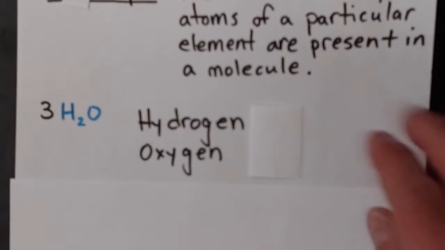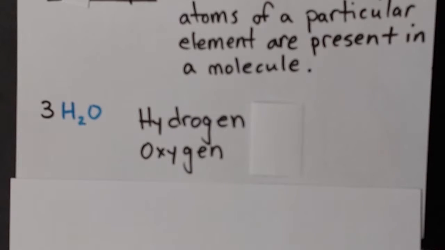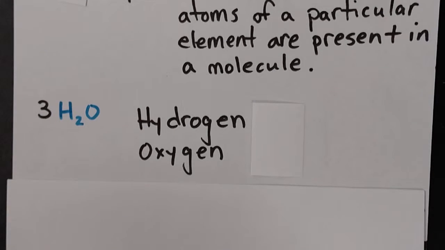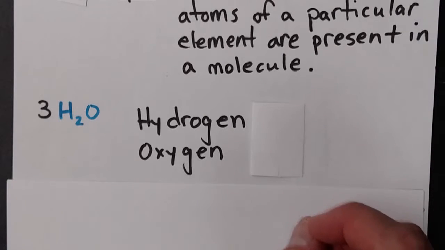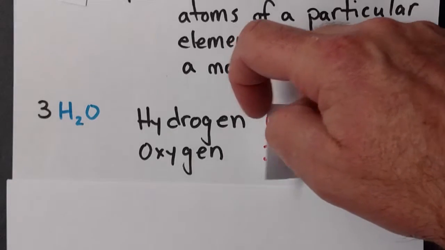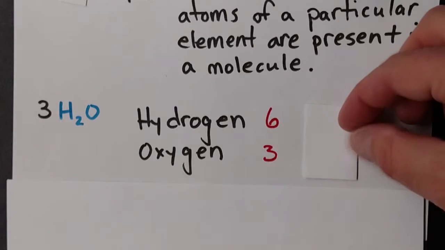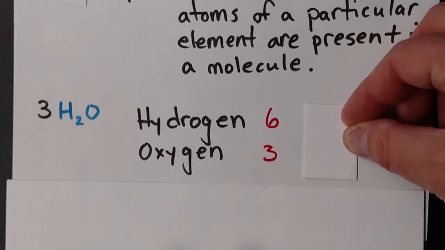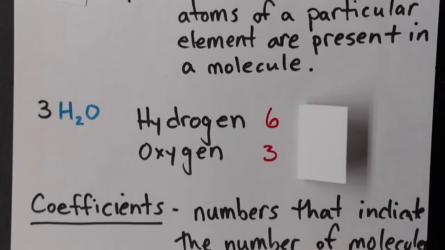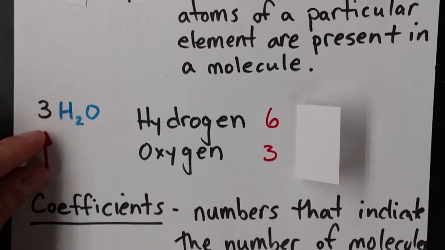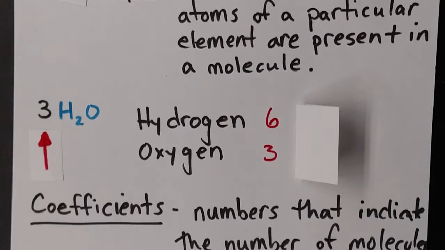Now, what about this molecule? How many hydrogens do you think are in this molecule of water? What about oxygen? Did you say 6 hydrogen and 3 oxygen? How did I come up with that? Well, it all has to do with coefficients. So the coefficients are the big numbers in front of the molecule. And this indicates the number of molecules that we have. So we have 3 water molecules.